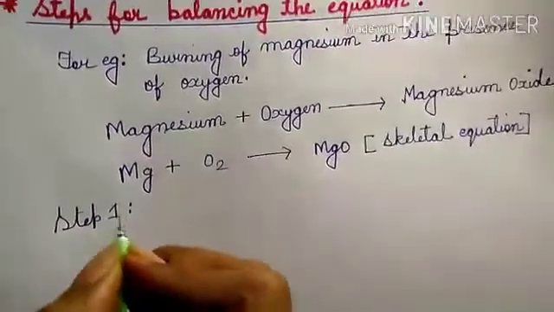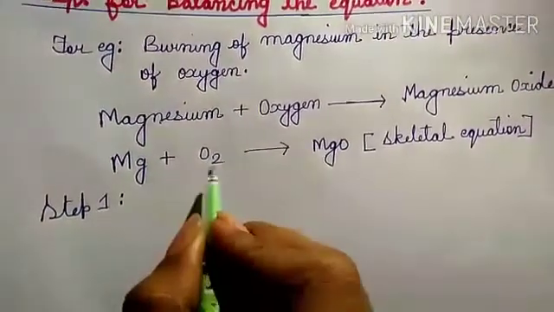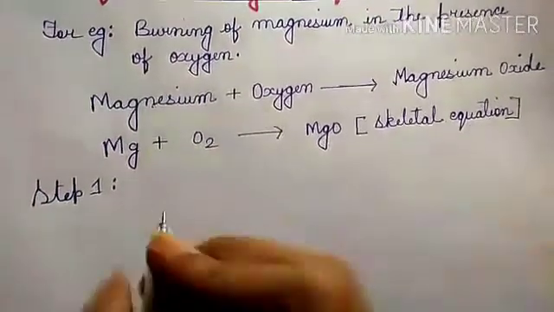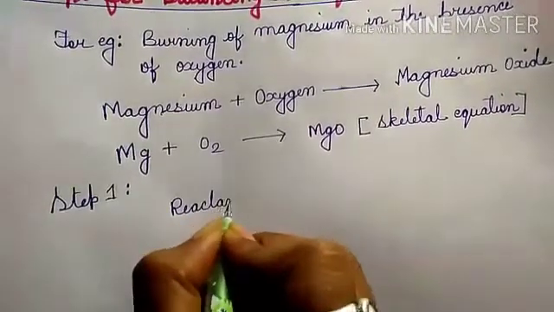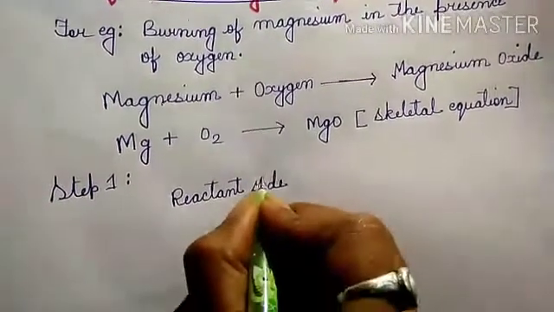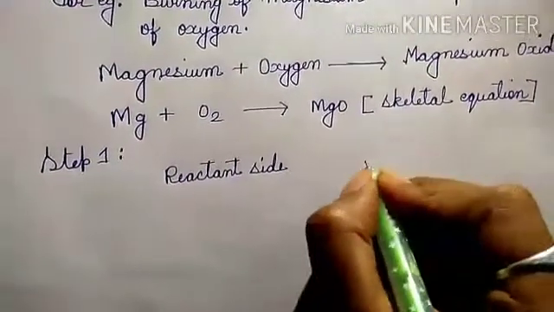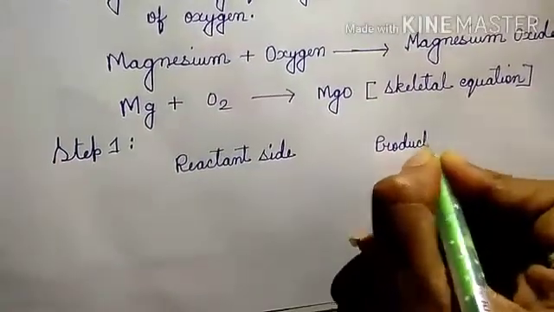In the first step, we should count the number of atoms of each element on either side. It is convenient to start balancing with the molecules that contain the maximum number of atoms. Now we divide it in two columns. One is the reactant side and another is the product side.